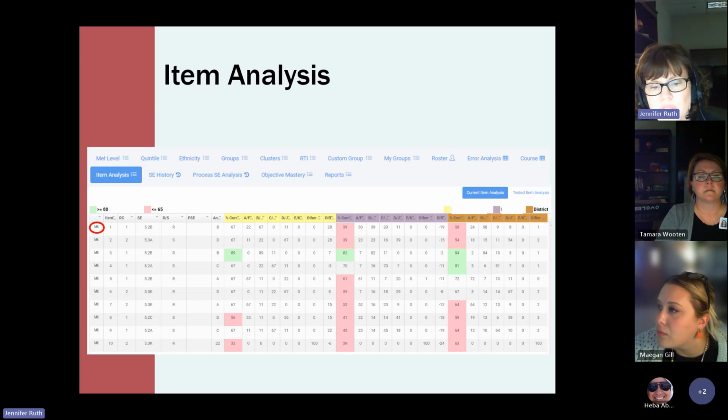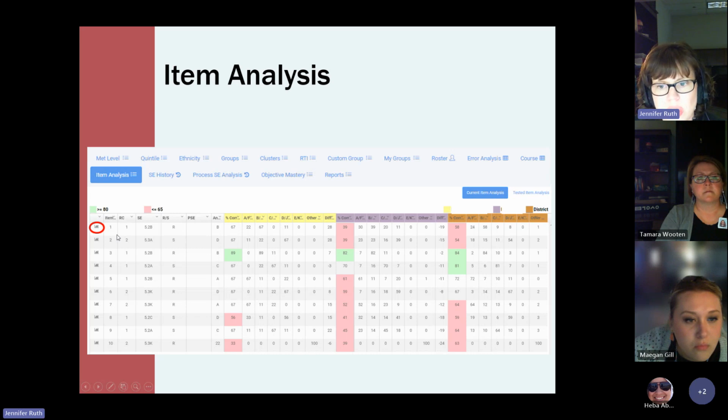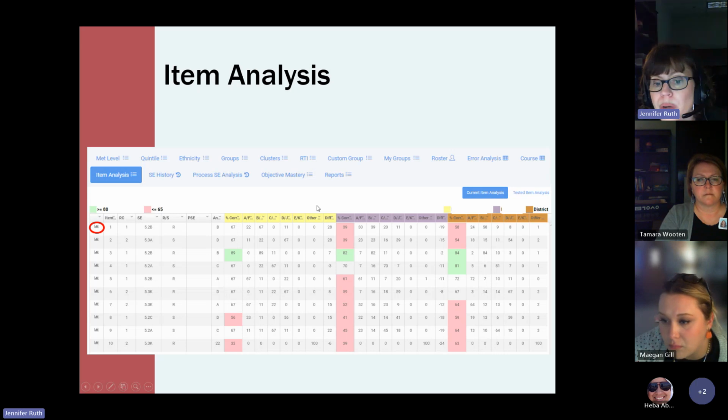The other report in our district assessments that we recommend you look at is the item analysis. The item analysis is question by question, so this is not by student, but by item. It again shows you the reporting category and the TEK that was tested. The columns in yellow show how you as a teacher, how your class performed, the percent correct and percent for each answer choice for your class.